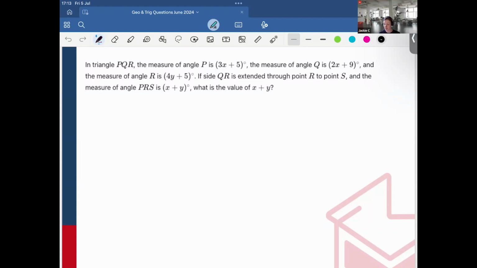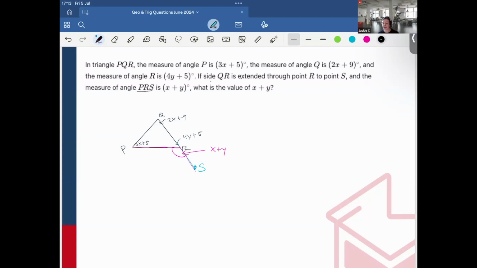Okay, so always for geometry questions, draw them out to help give yourself a visual. You do get scrap paper on the SAT, so this would be 3x plus 5, Q, it's 2x plus 9, and we know that R is 4y plus 5. Okay, and then it says that side QR is extended through to point S, so this goes down here, and we'll say that this is our point S. And then this angle, PRS, so the PRS pertains to this angle, and this angle is x plus y.